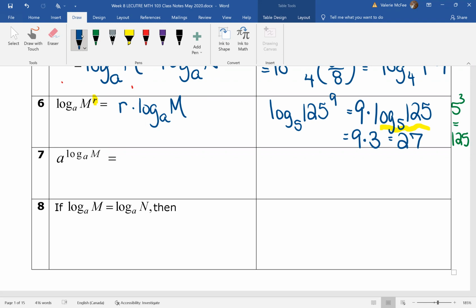We can always write that power as a factor. Sometimes we're going to use it in reverse and write the factor as a power. Property 7 is an exponential expression, but notice that the base of the exponent is the same as the base of the log in its power. When the bases are the same, we say that this equals m.